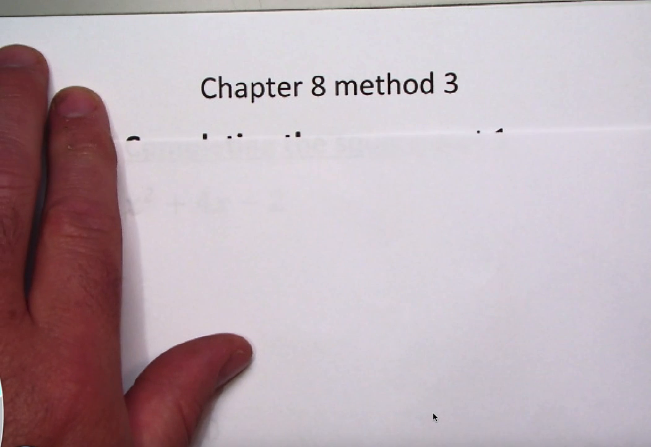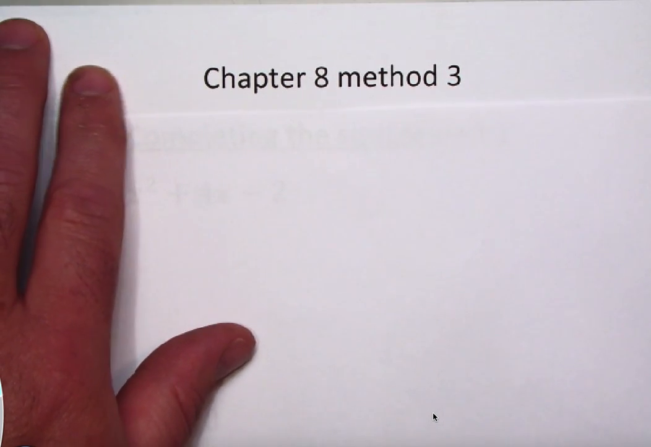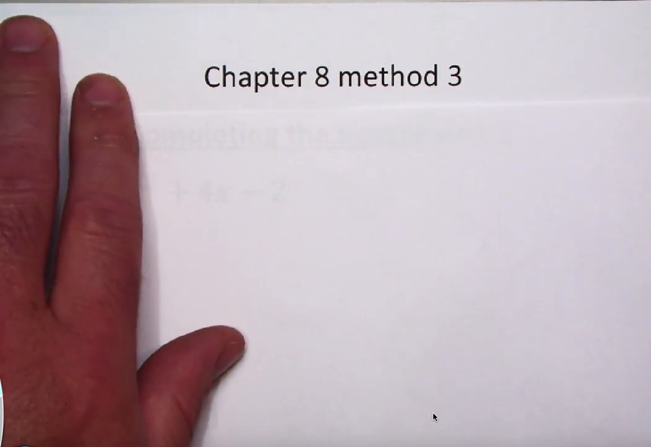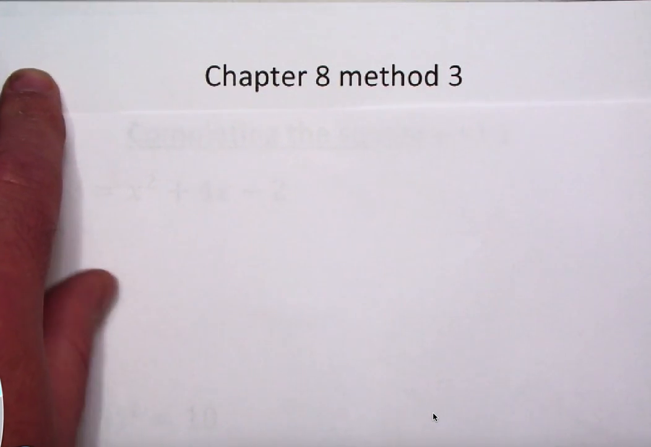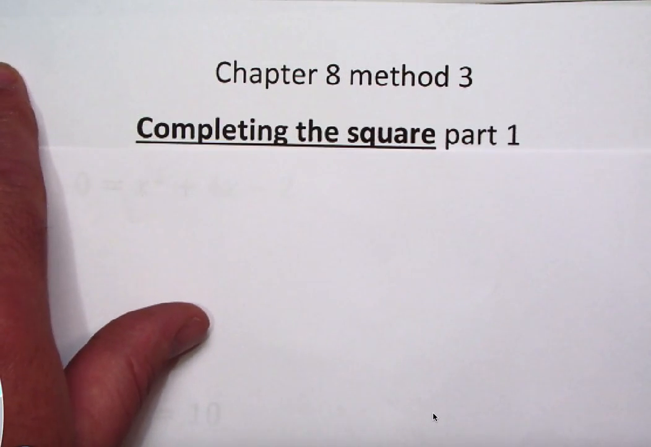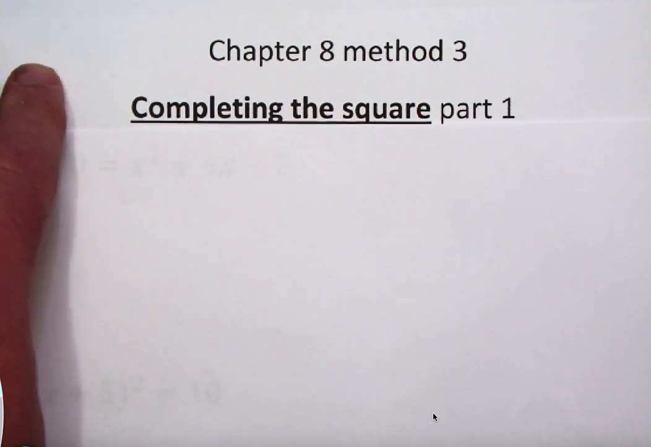I'm going to be going fast on this lesson, so pause me at any moment. I found out we have less time than I thought to learn the other two methods, but I do want to preview them with you. So this is Chapter 8, Method 3, called Completing the Square, and this is the first part. We're going to do both parts today.